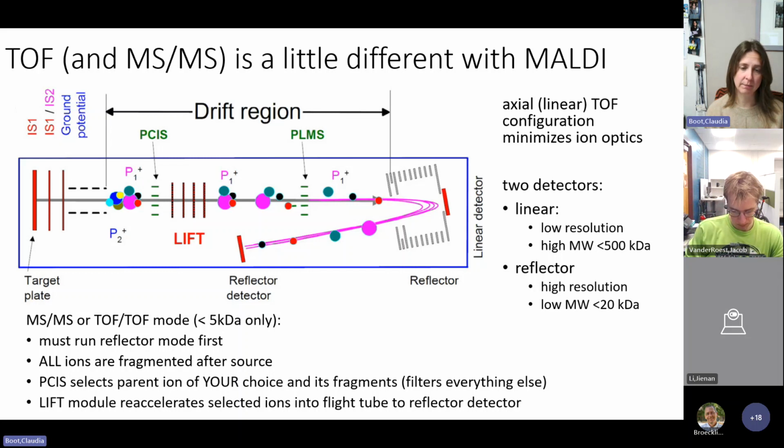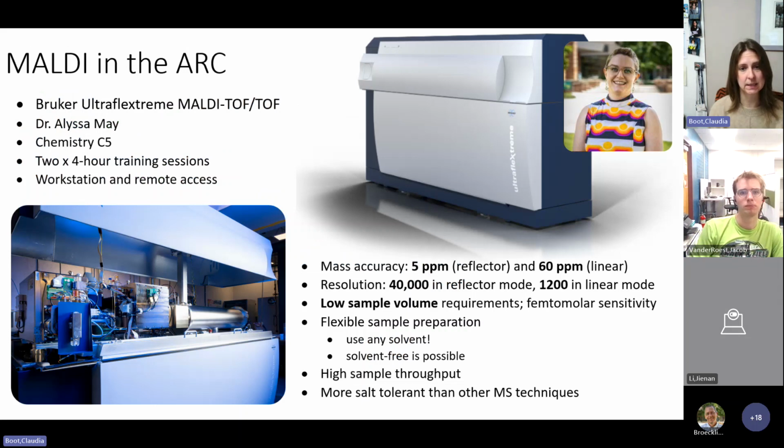And these are all the fragment ions that were part of that molecule originally, and then they separate in their time of flight, with the small ones arriving first and the large ones arriving last. So we have the ability to do MS-MS with this TOF-TOF setup for the Ultraflex. And this is what it looks like. It's like a big rectangle.